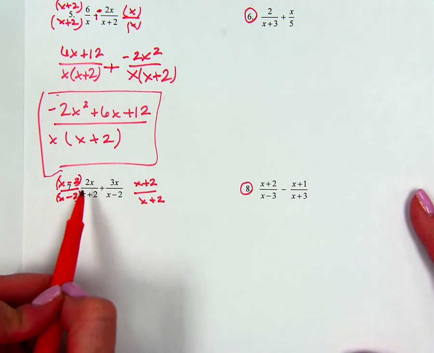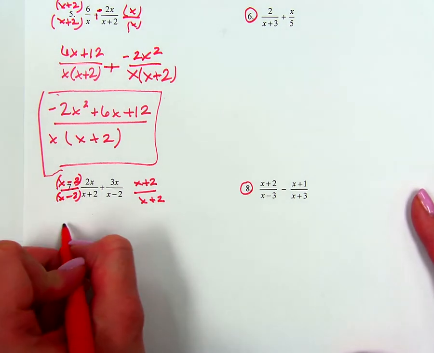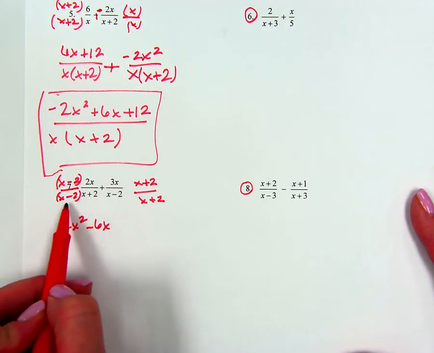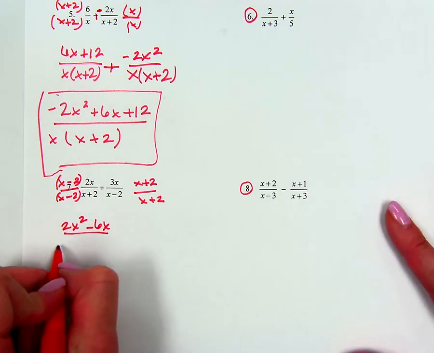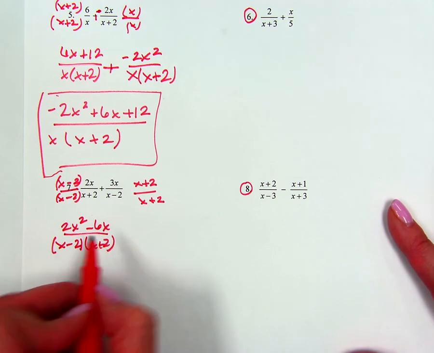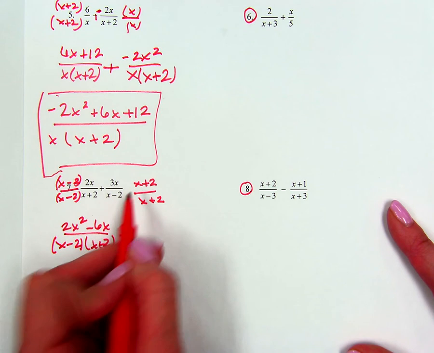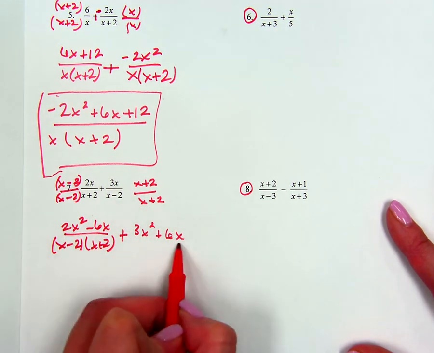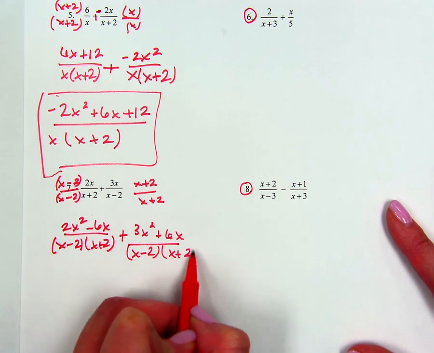So once we have that, we're going to distribute out our 2x. So 2x times x becomes 2x squared minus 6x. And then in the bottom, we're going to kind of just leave those again as is, because we're not reducing any further right now. So let's just leave that x minus 2, x plus 2, because we can do the same thing for the bottom on this problem as well. And then we'll distribute our 3x. So we have 3x squared plus 6x, and that's all over x minus 2, x plus 2.